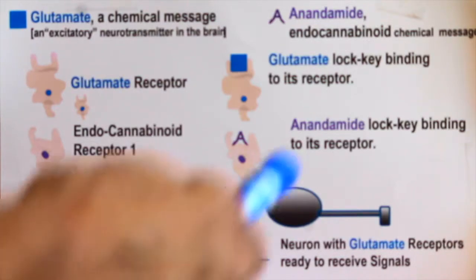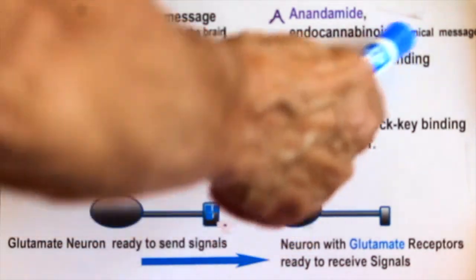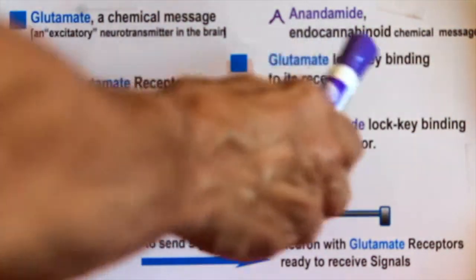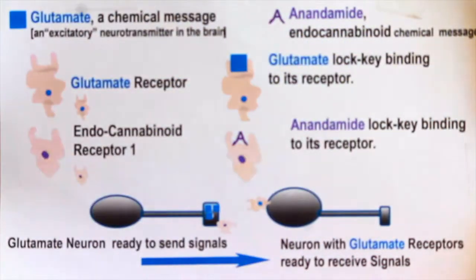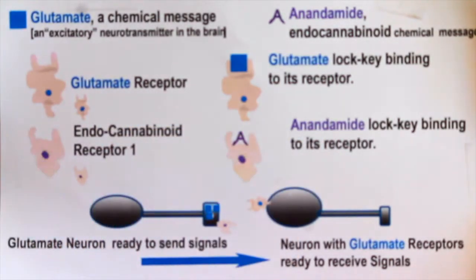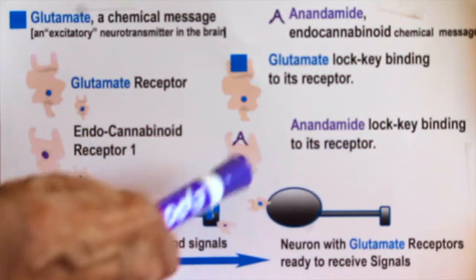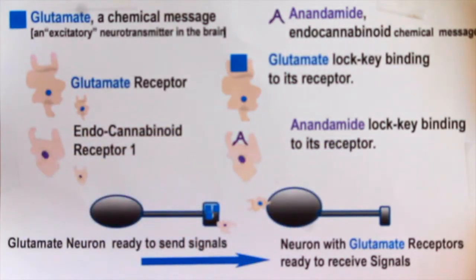But then we also have anandamide, which is an endocannabinoid. Notice that it's also a chemical message. Purple. It's also a chemical message. And anandamide also has a receptor, and it's the endocannabinoid receptor 1. You'll see it abbreviated as ECR1 for endocannabinoid receptor 1. Cannabinoid does the lock and key thing with its receptor, sending a signal.